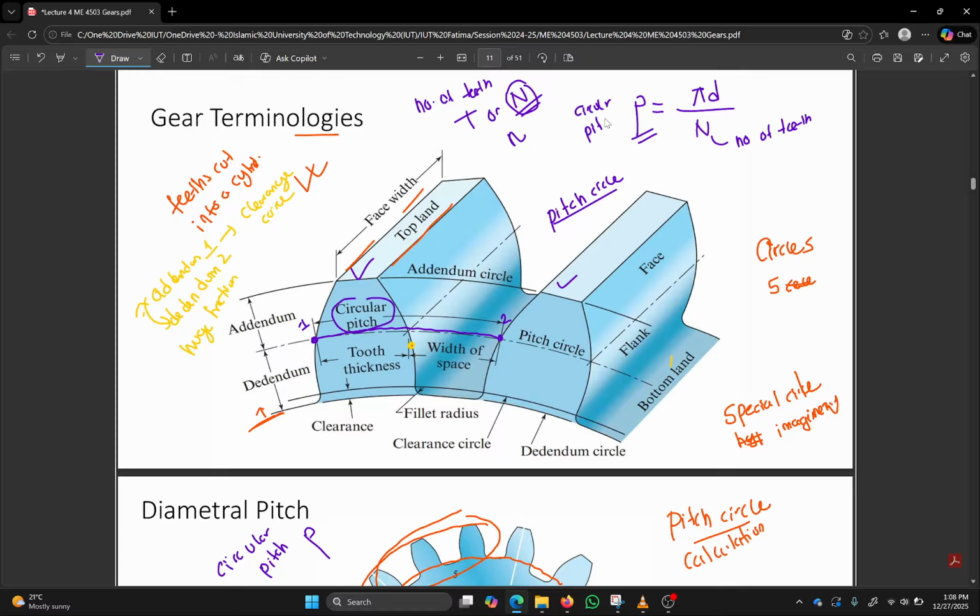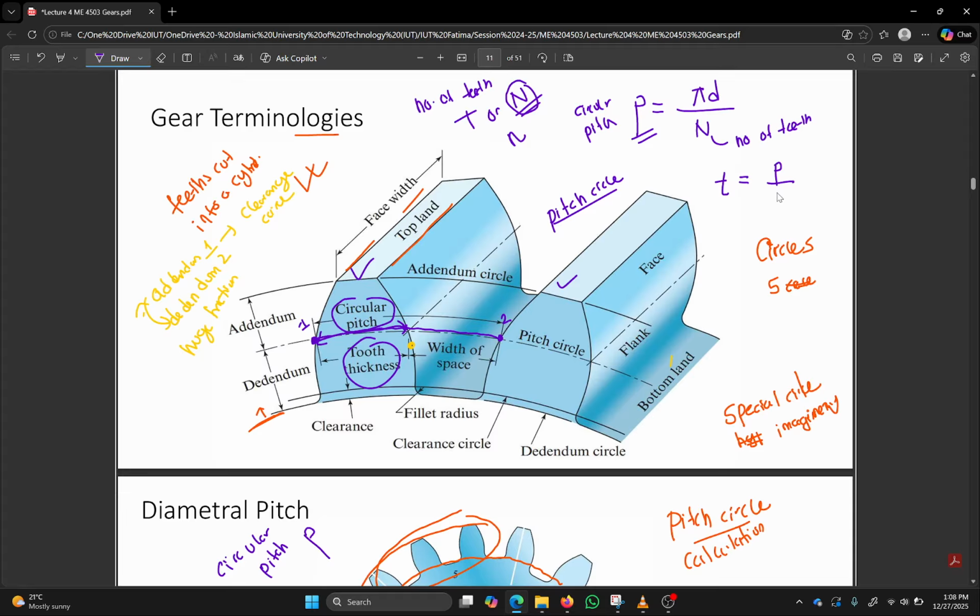Now, similar to this one, if you select one point on the tooth and the extreme point on the tooth, if you want to measure this distance, that is the tooth thickness. Usually tooth thickness is small t, and it's usually circular pitch by 2.